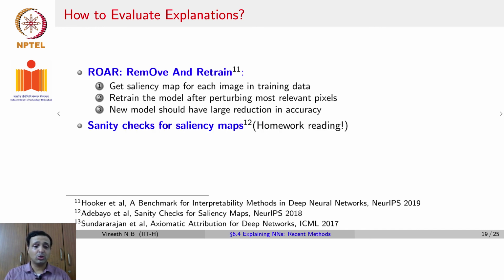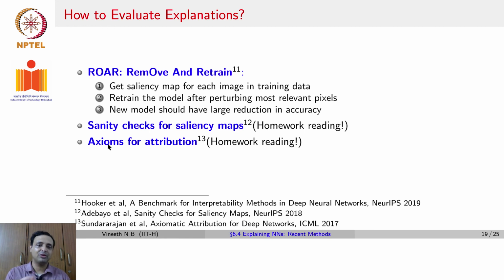There have also been some things called sanity checks for saliency maps that have been proposed. We're going to leave this as homework reading for you. And there's also a work that was published in ICML of 2017 known as axiomatic attributions, which defined a set of axioms for any of these attribution methods. It says that any attribution method, be it GradCam, be it Lime, be it Deep Lift, all the different methods that we saw this week must satisfy certain axioms for them to be reliable in practice. What are those axioms? Once more, a homework for you to go back and read those axioms.